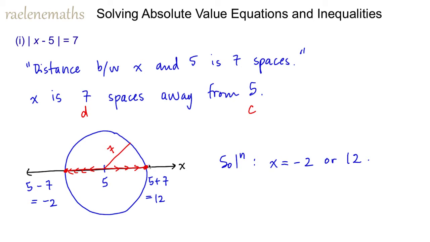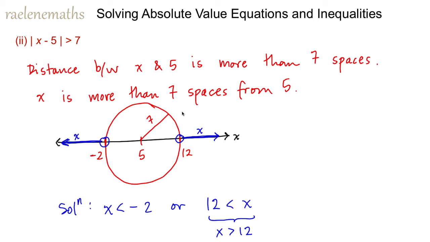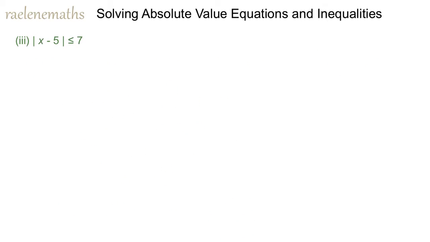In the equation case, x needs to be exactly 7 spaces away from the center, and in this inequality, x is to be more than or beyond 7 spaces away, so outside of the circle. So you can pause the video and try this next one on your own by thinking verbally and interpreting this inequality statement in one dimension. Okay, so what it really says is that the distance between x and 5 is less than or exactly equal to 7 spaces.